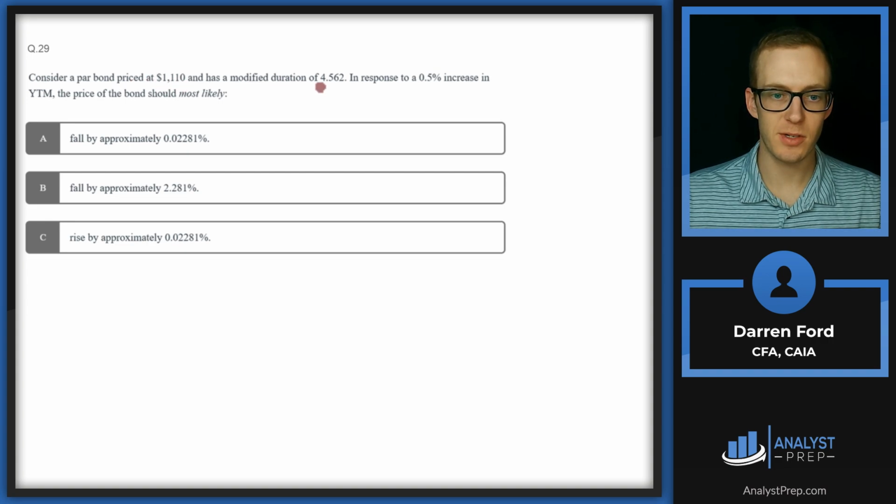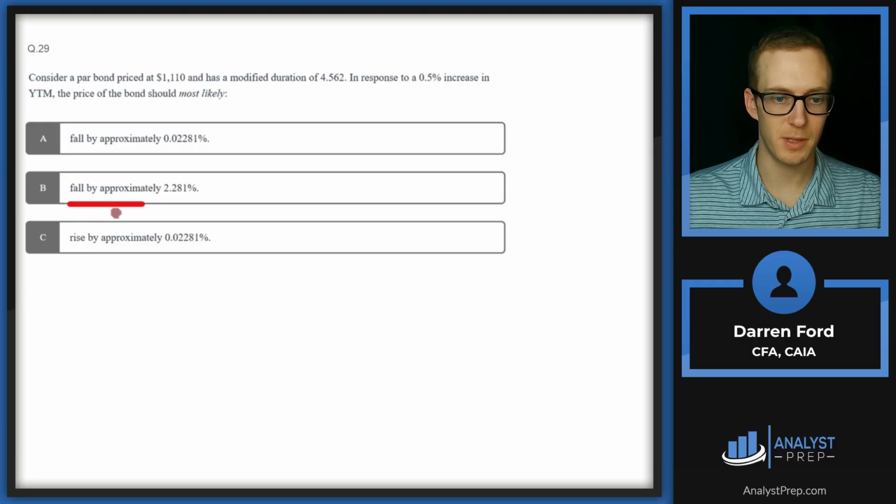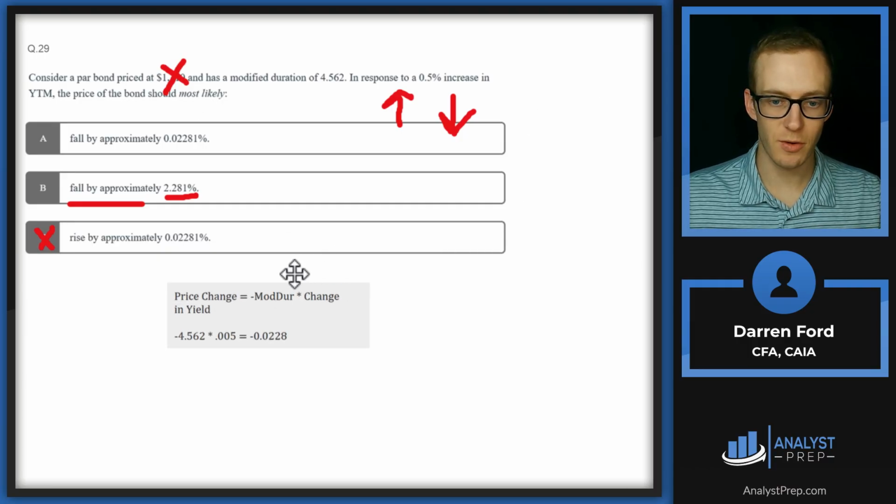Consider a par bond priced at 1,110 and has a modified duration of 4.562. In response to a 0.5% increase in yield to maturity, the price of the bond should most likely A, fall by approximately this amount, B, fall by approximately this amount, or C, rise by approximately this amount. So we can cross off rise right off the bat, since our yield is increasing, we know that our price of our bond is going to be decreasing, and we're looking for a percentage decrease here. So we're not going to need to involve the par price of the bond. That information isn't needed.